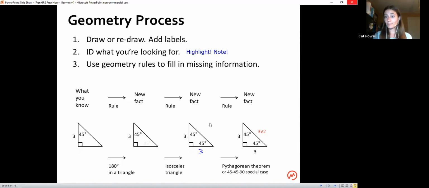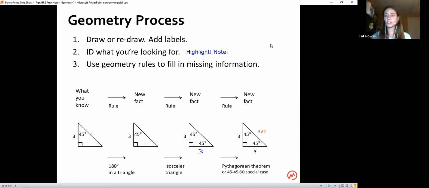That's why they're fun. The downside, however, is that there are a lot of geometry rules to learn. So we're going to get into doing some GRE problems. But before we do that, I want to just walk us through a few of the rules that we're going to use to solve these problems tonight.